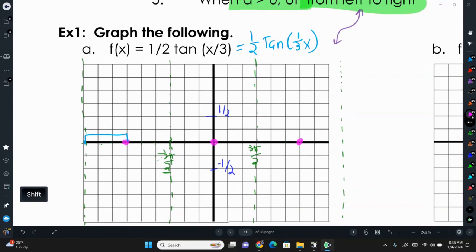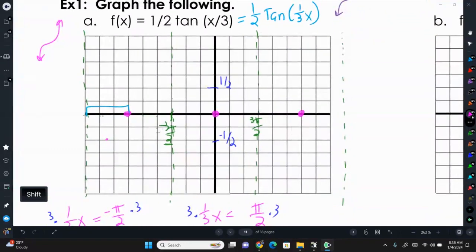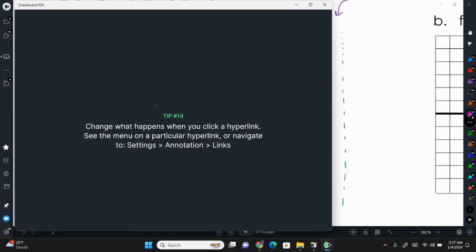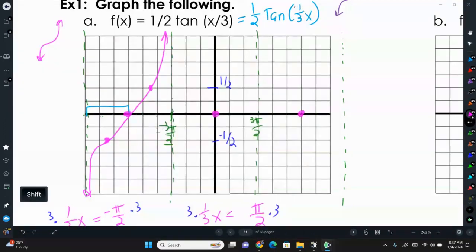Since this is a positive tangent function, it should go like that in between our asymptotes. So halfway will be right here, and halfway in the other direction will be there. So our tangent will look like that. And then same idea here. So our tangent will be like that, and then same idea here.